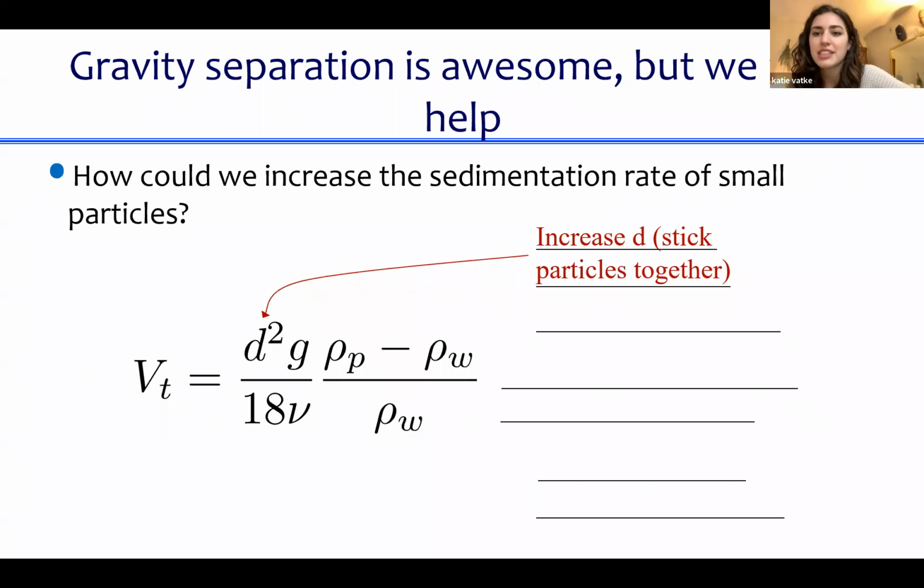You could change the density of water by changing the temperature again. Ah, that's right. There's a relationship between density and temperature. So you might want to decrease... no, you would like to increase the density of the water. No, you'd like to decrease the density of the water. Thank you, Ravi, for that good feedback. You would like to decrease the density of the water so that the particle would settle faster.